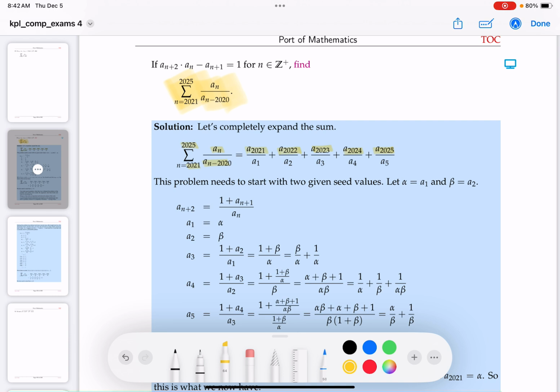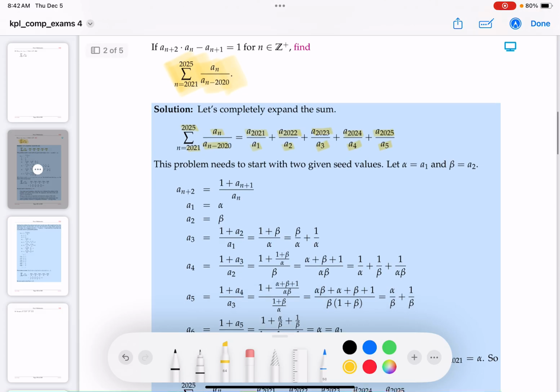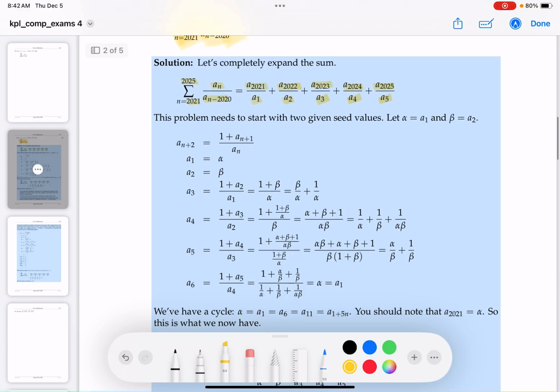Well, if I put the 2021 minus 2020, I get A1, and then you get A2, you get A3, you get A4, you get A5, all right? Now, the problem is to figure out what those terms are, but there's not many terms at this point. If you look at the terms, there's only 1, 2, 3, 4, 5 terms, all right?